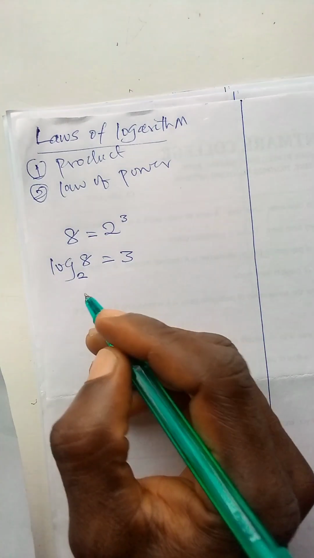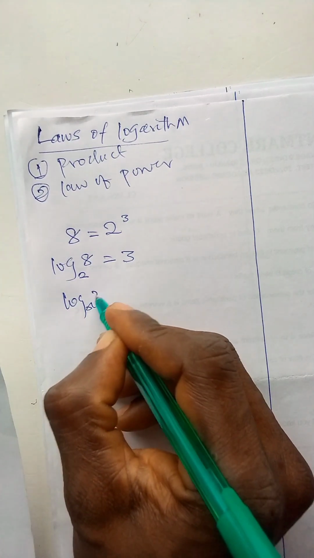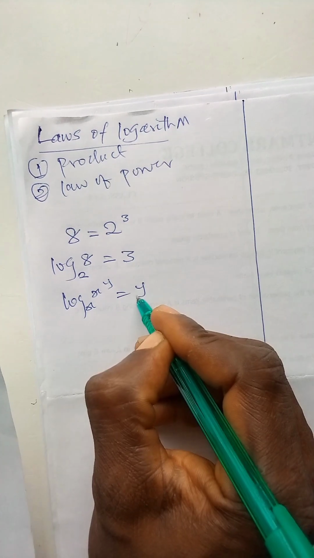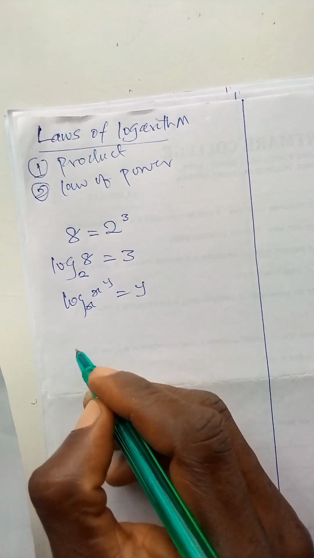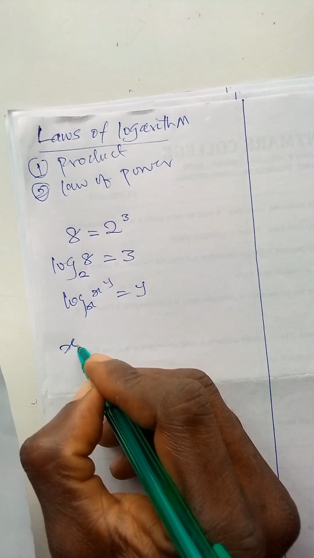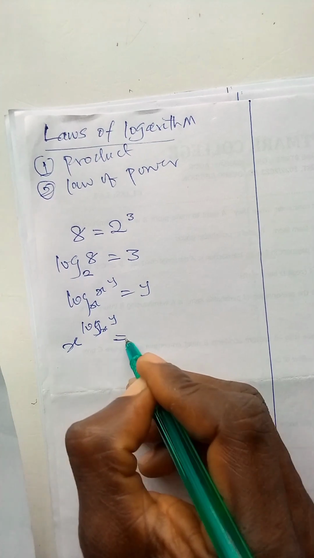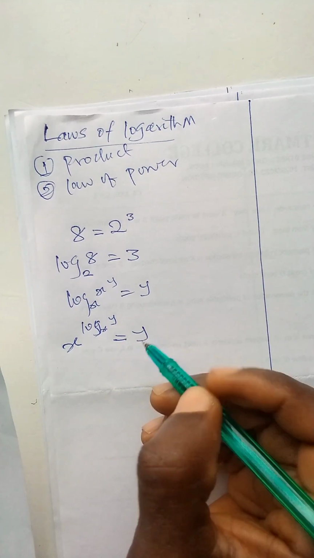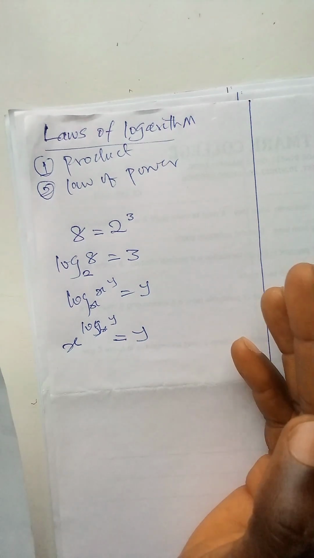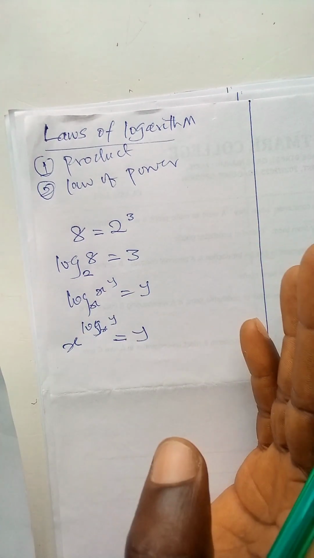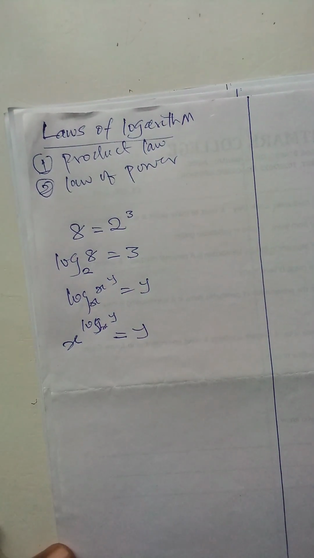Another example is this. We can have log to base x of x raised to power y giving us y. We can also rewrite this expression as x raised to power log to base x of y. It will still give us y. So when we think of exponent and logarithm, they are inverse operations. Let's first of all look at the product law of logarithm.